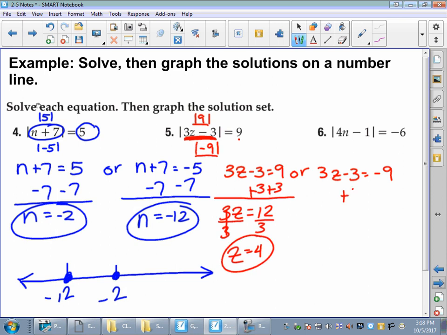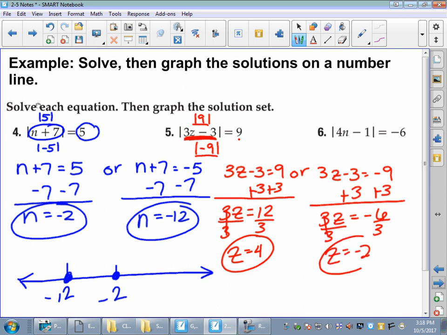And then the other equation, I'm going to add 3 to both sides. 3z is equal to negative 6. Divide by 3, divide by 3. Z is equal to negative 2. Now I know 4 doesn't have an absolute value of 9, but when you multiply 4 by 3 and subtract 3, it equals 9. And I know 9 has an absolute value of 9. And negative 2 is not an absolute value of 9. But when you multiply negative 2 by 3 and subtract 3, you get negative 9.